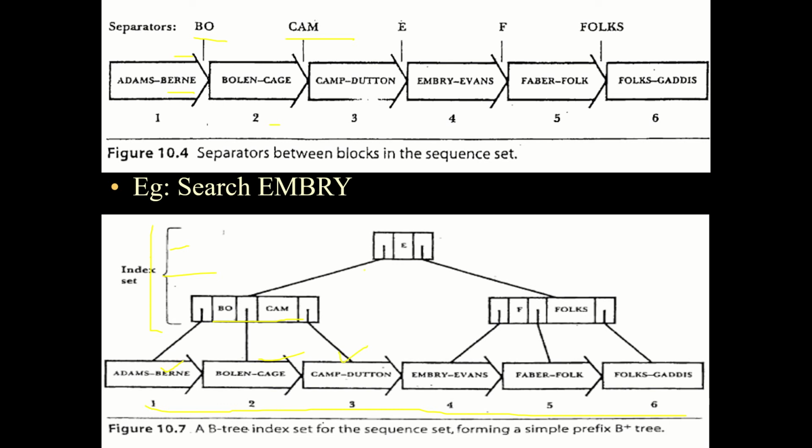Okay, and then we go for E. E becomes the middle separator, so it becomes our root. Okay, and then we go for F and Fox, which becomes another index set for blocks 4, 5 and 6. Okay, so this is how the B+Tree has been assigned.